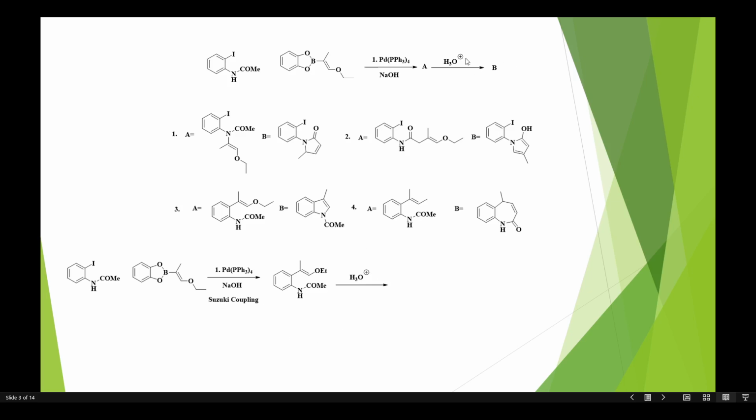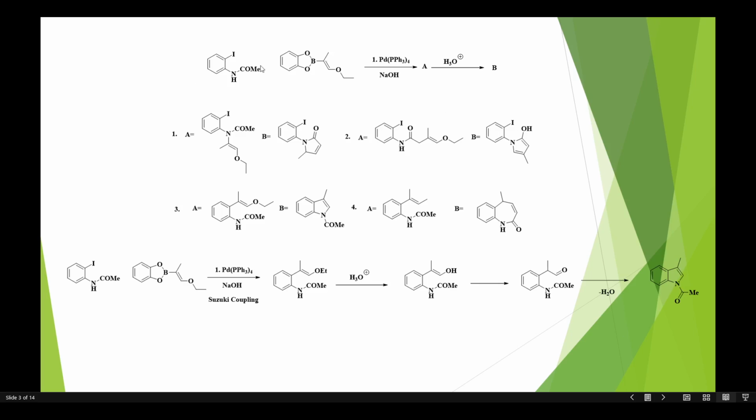And after that, we have used the acidic condition for the deprotection of this enol ether to its corresponding aldehyde. After that, the acid source will also activate our aldehyde, and the NH nucleophile, the nitrogen lone pair, will attack the carbonyl group. After the elimination of water, we will get the corresponding indole, the 3-substituted and nitrogen-substituted indole. And that's the whole reaction.